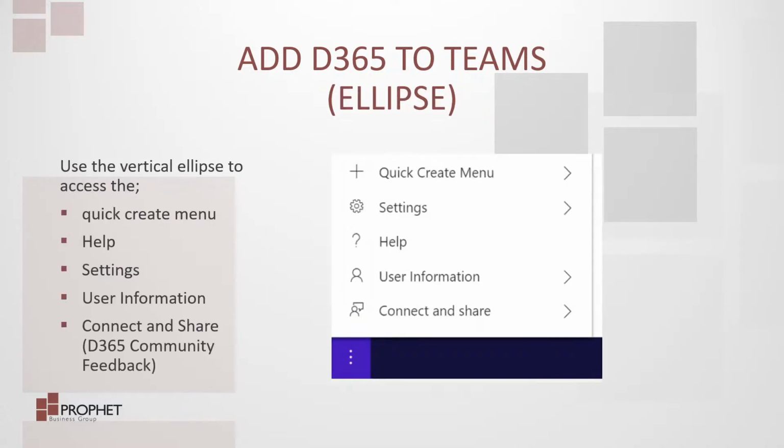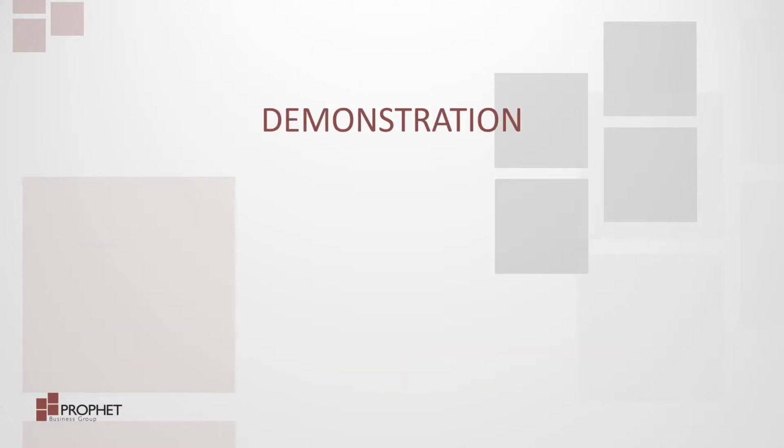Use the vertical ellipse to access the Quick Create menu, the Help, the Settings, the User Information, and to connect and share. That's the D365 Community Feedback website. Time for a demonstration. We're going to switch over to my teams, and we're going to add the app.